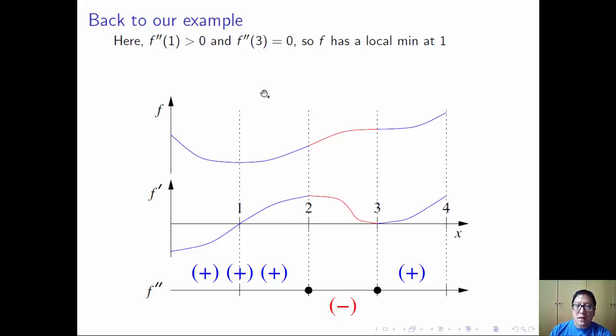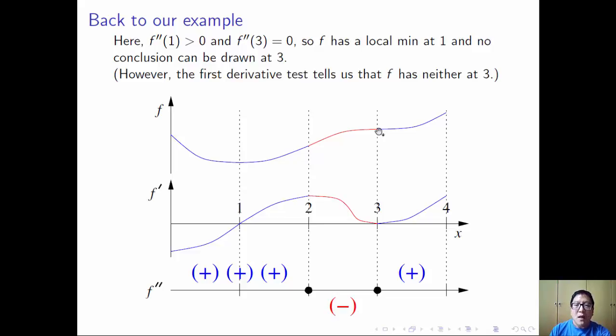There it is. And at x equals 3, you can't really draw any conclusion from the second derivative test, because when the second derivative at the critical number is 0, you've got to try something else. You can't really conclude anything one way or the other.